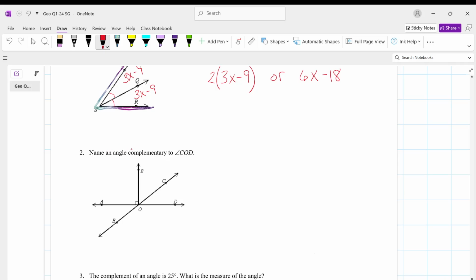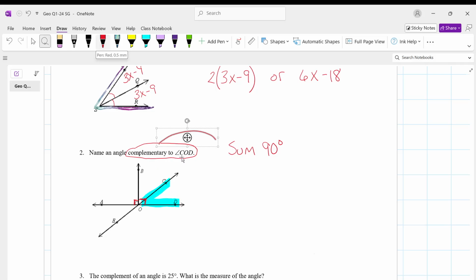Problem number 2, name an angle complementary to COD. COD is right here. Complementary angles sum 90 degrees. All right? And if this symbol is right here, angle BOA is 90 degrees, well then this angle on the other side, the combination of DOC and COB, those two angles together are 90 degrees.